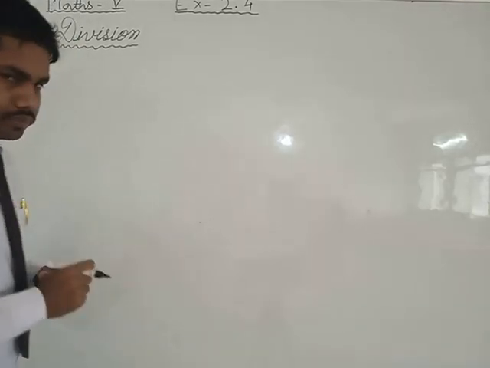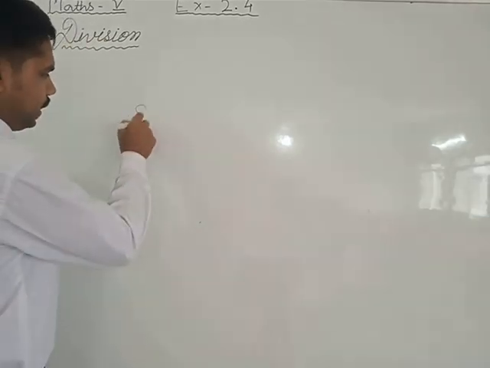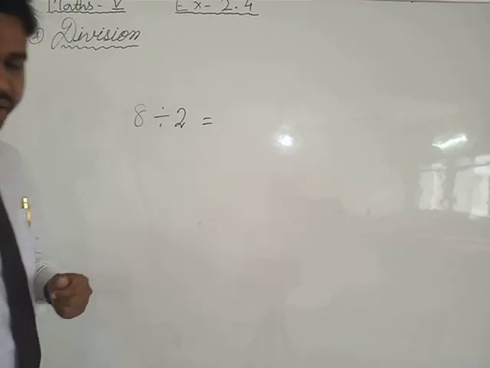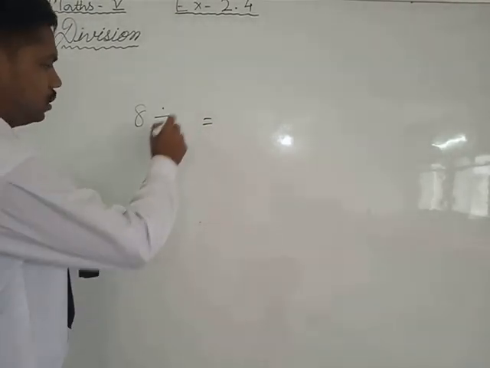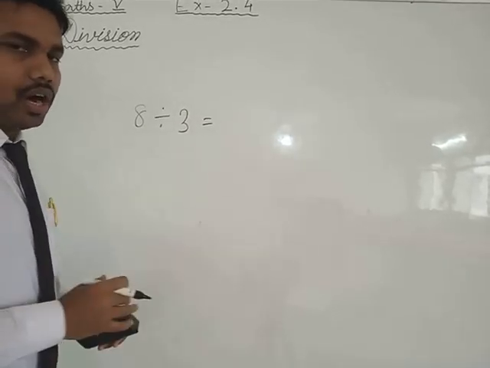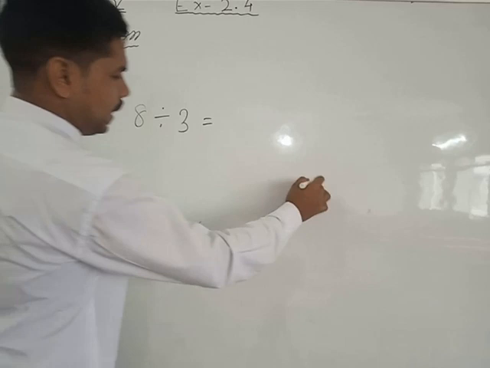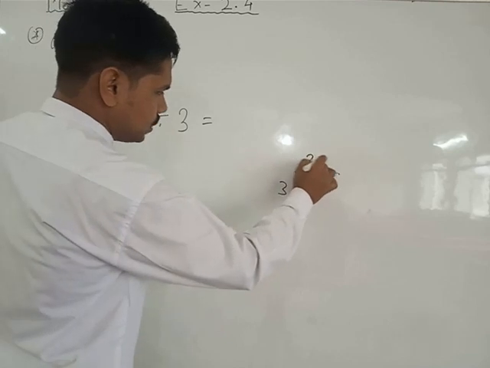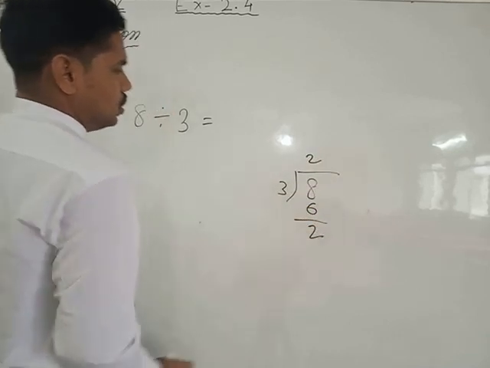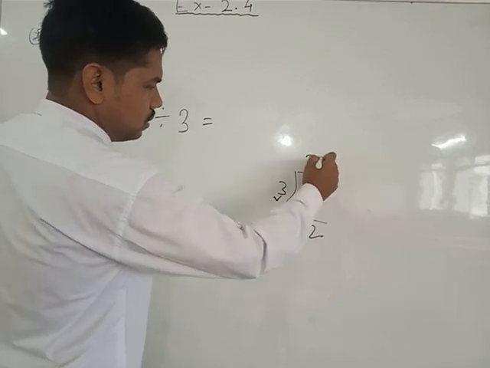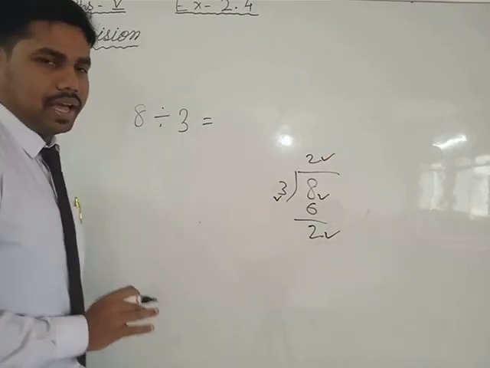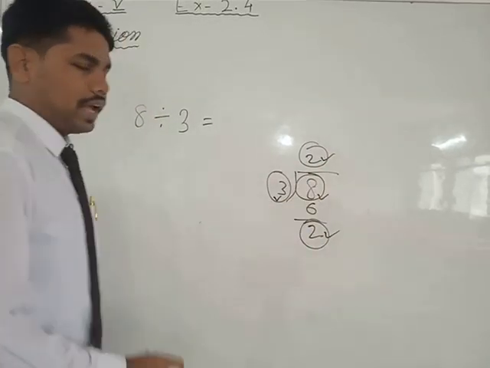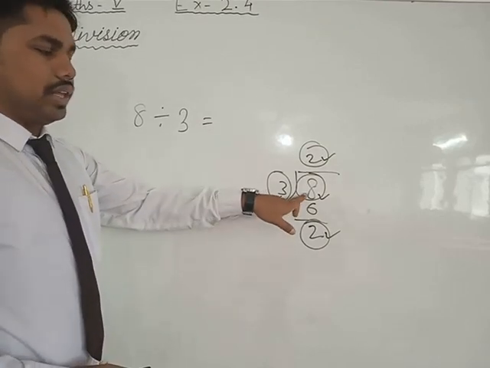For example, you are given 8 divided by 3. What is it equal to? If you divide 8 by 3, you will find 3 twos are 6, remainder 2. So this is one term, this is one thing, and this is another thing. These are the four parts of a division we used to see. First, I am talking about this one.